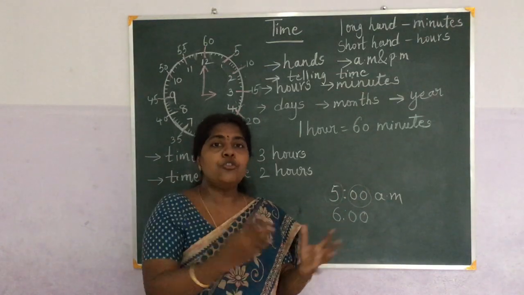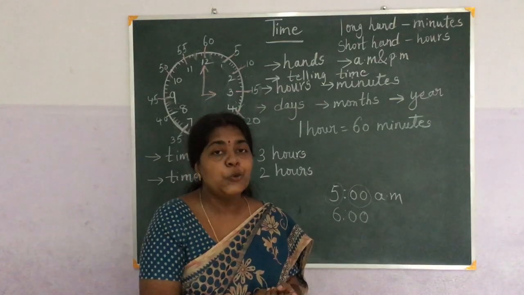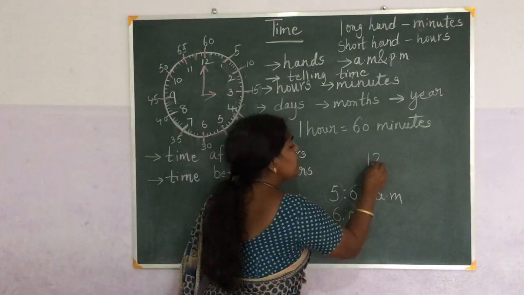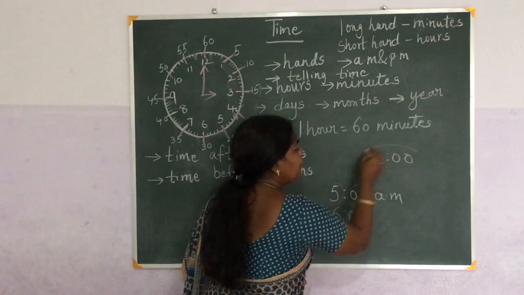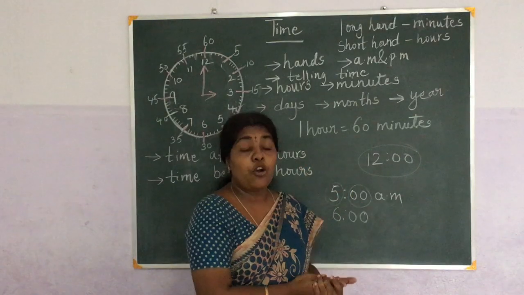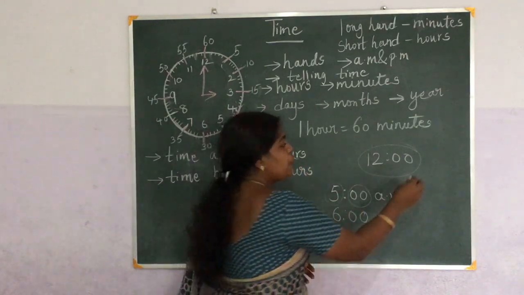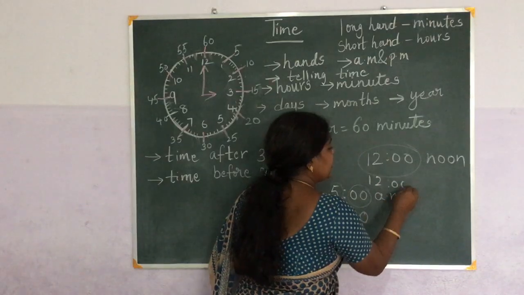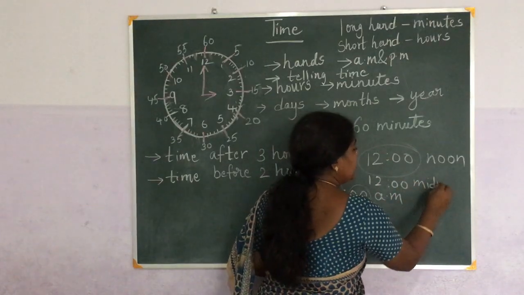12 o'clock in the afternoon, we call it noon. 12 noon means we won't use AM or PM. For this we won't use AM or PM. So 12 noon, or 12 midnight. 12 noon means it is afternoon and 12 midnight means it is midnight.